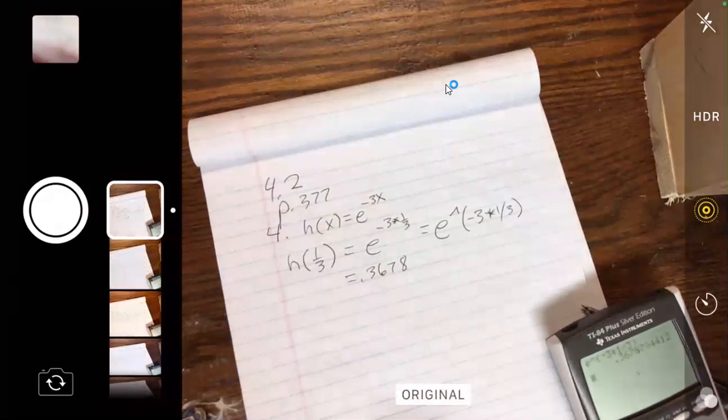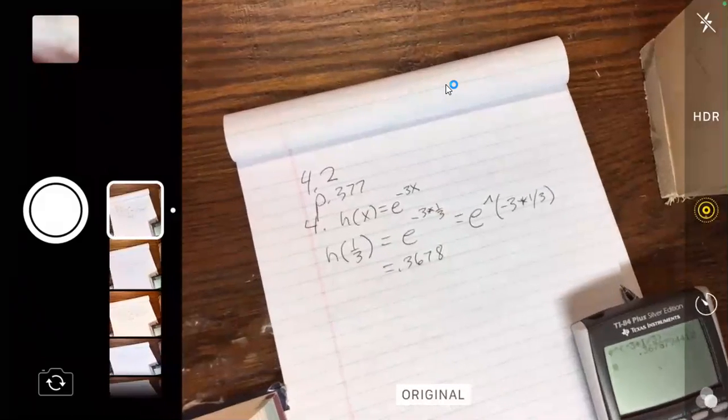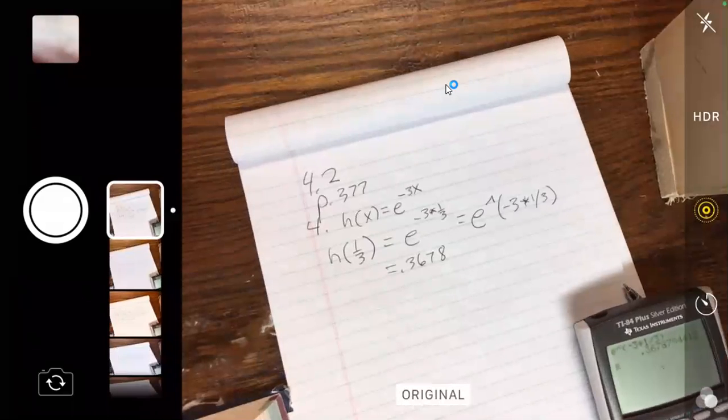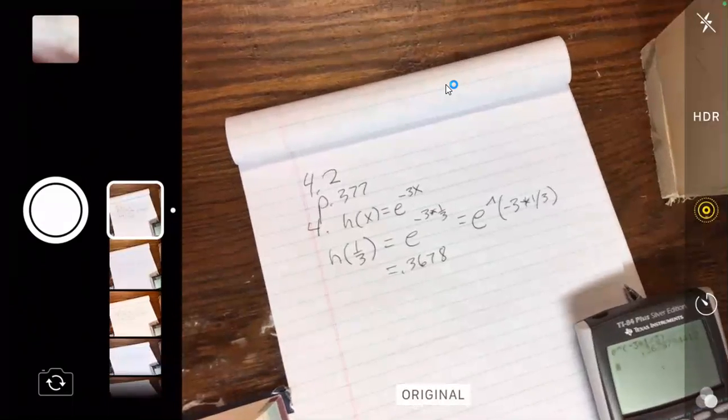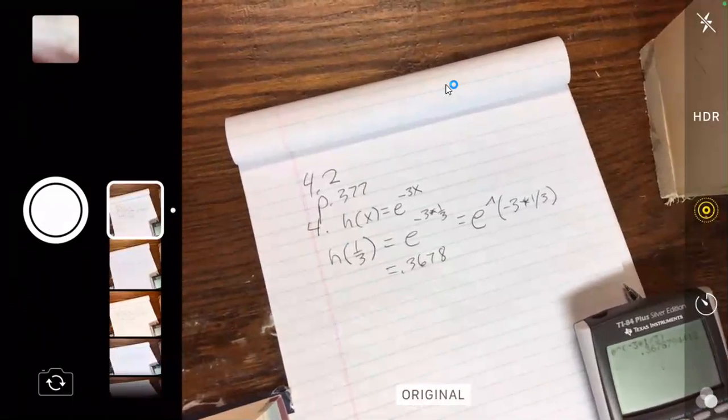Why don't we try some word problems? Maybe 27. Did I put 27? Looking for my assignment sheet. Was 27 on the 4.2? No, 27 wasn't. Okay, 29. I think I might have worked 29, at least the first parts of it. 33. We're into compound interest here, 33 and 35.